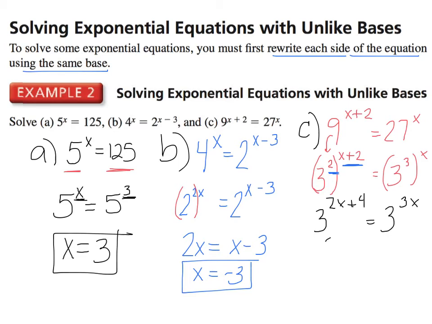My bases are now the same, so my equation would be 2x plus 4 equals 3x. I subtract 2x on both sides, and that gives me the value x equals 4.